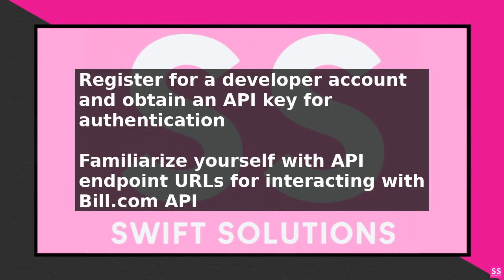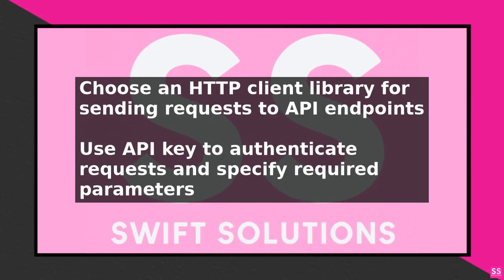To parse the API response, use a JSON parsing library to convert the response into a usable format. The Bill.com API returns data in JSON format, which can be easily parsed and used in the application. Handle errors and exceptions properly, and implement logging and monitoring to track API usage and performance.